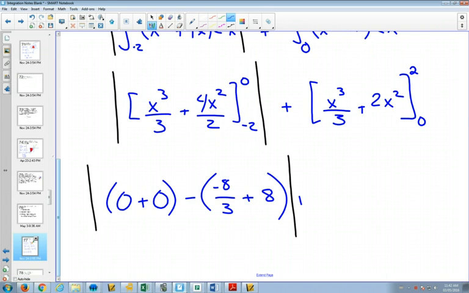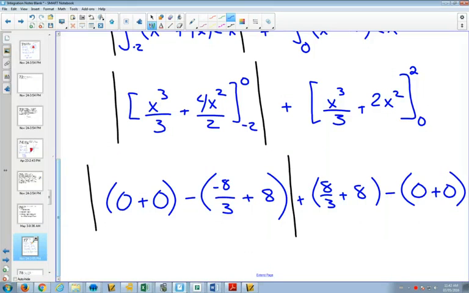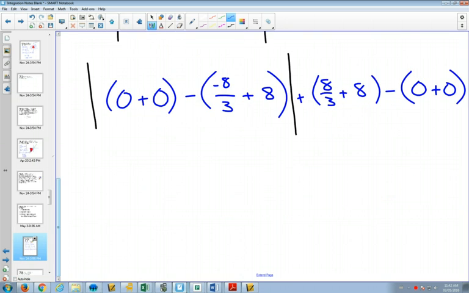And then we're going to add. And the nice thing about this is you've probably already figured out the values. So plugging in 2 is going to be 8 over 3 plus 8 minus 0 plus 0. Well, it won't be a 0 because both of them are going to be positive areas in the end, and you're going to add them together. If you didn't have that, then a lot more things would cancel out.